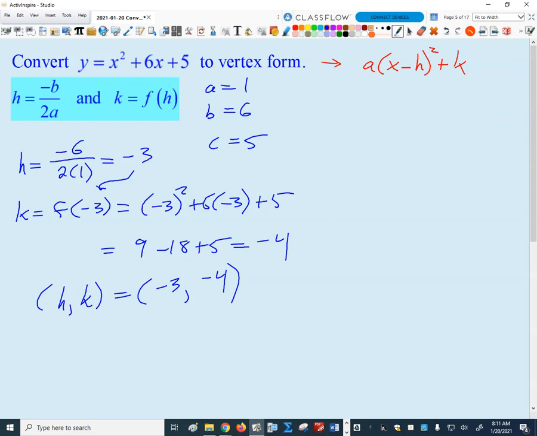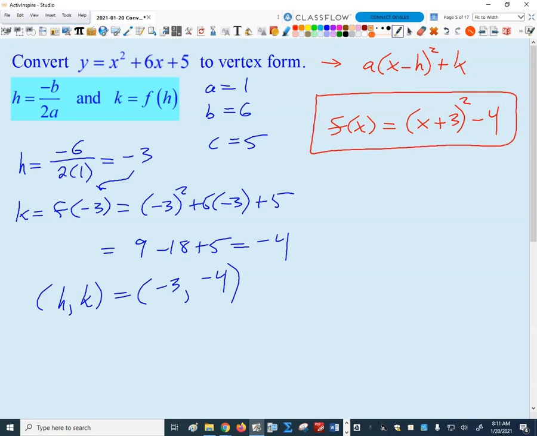Okay, we can take that information. We know what a is, we know what h and k are. And so we could write our function using our vertex form template. Got a 1 out front times the quantity x minus -3 becomes x plus 3 squared plus -4. That is a quick and easy way for us to write a quadratic function in vertex form.